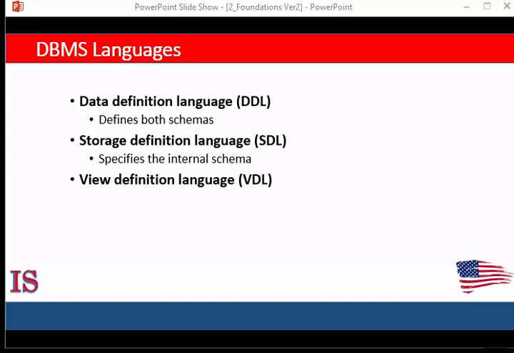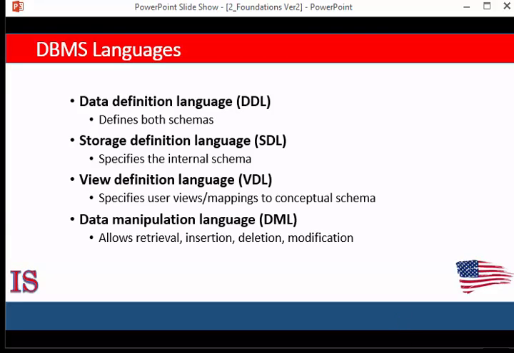For a true three-schema architecture, there would need to be a third language, a view definition language, to specify user views and their mappings to the conceptual schema. But in most database management systems, the data definition language is used for both conceptual and external schemas. In relational database management systems, SQL, standard query language, or SQL, all three terms mean the same thing. SQL is used in the role of view definition language to define user or application views as results of predefined queries.